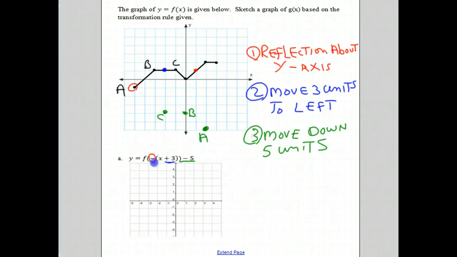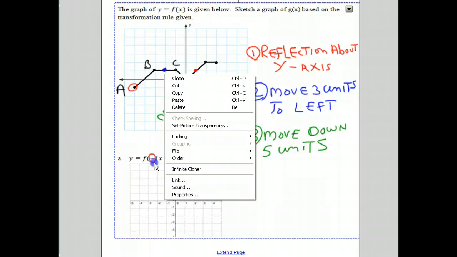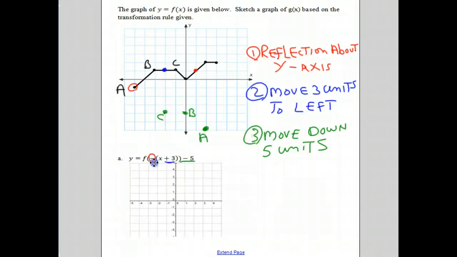And once again, we've reflected it about the y-axis, which gives you the red point. We move it 3 units to the left, which gives you the blue point. And finally, we move it 5 units down, which gives you our point C. Let's erase the intermediate points. And let's move on. Okay, we only have 2 more. Well, actually, we have 3 more, but let's see how that goes.